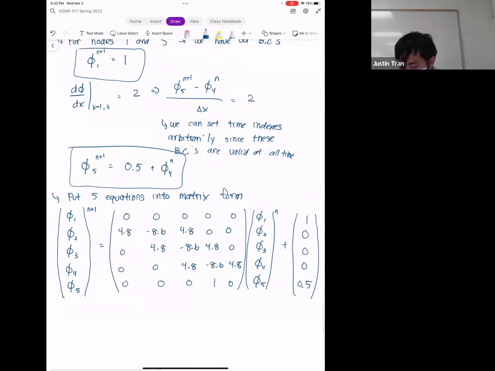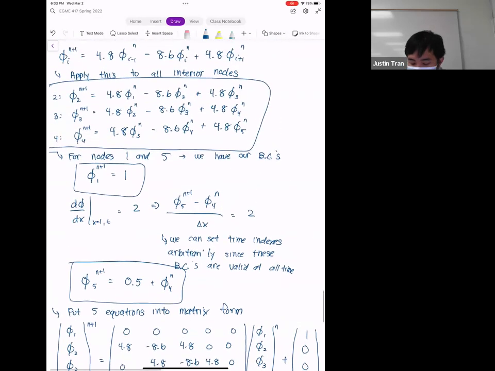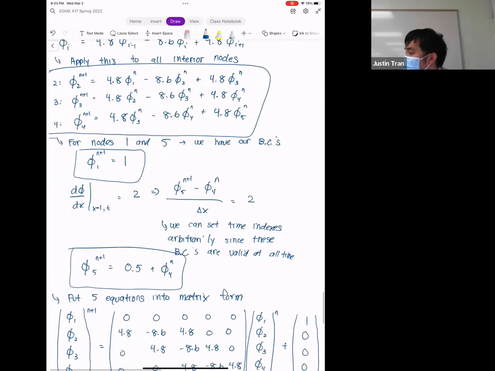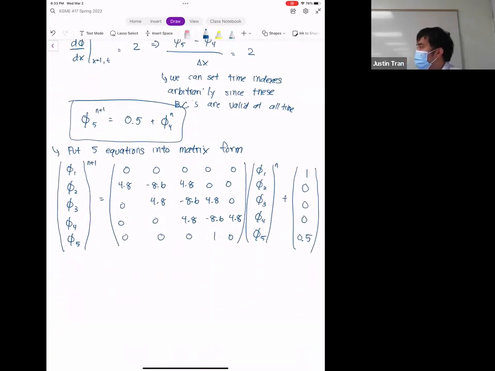If you perform the matrix vector multiplication and the addition here, you'll see that this matrix form of the equation is exactly the same as the 5 algebraic equations that we have up there. I just extracted the coefficients to make it more convenient for us to implement in MATLAB. Before we actually start using this, let me make a reminder that this phi vector here represents all the solutions at the current time step.